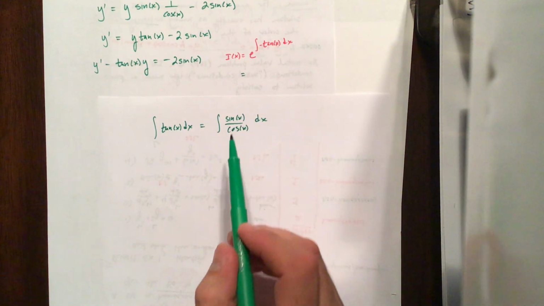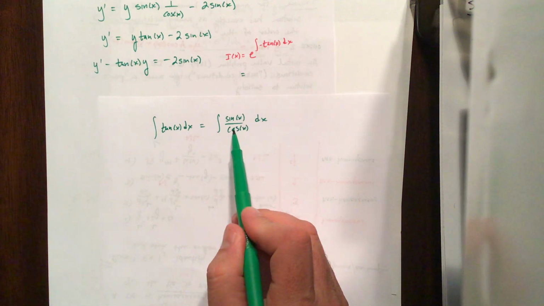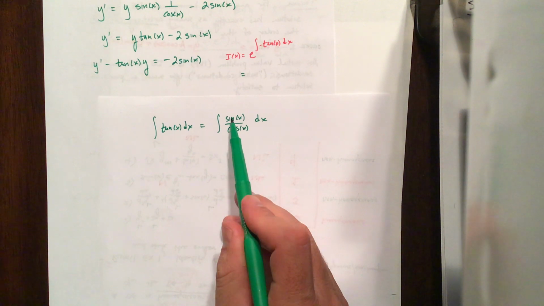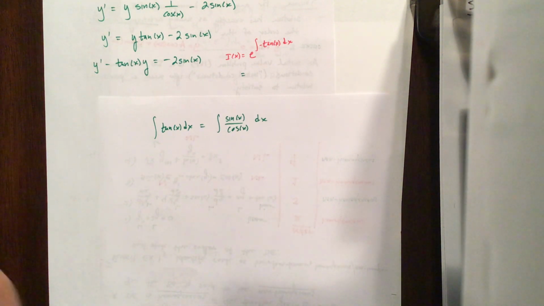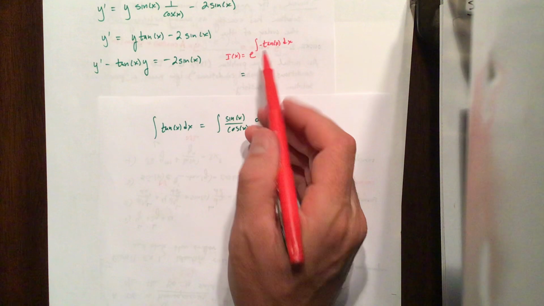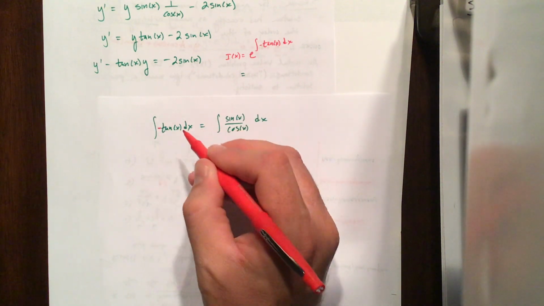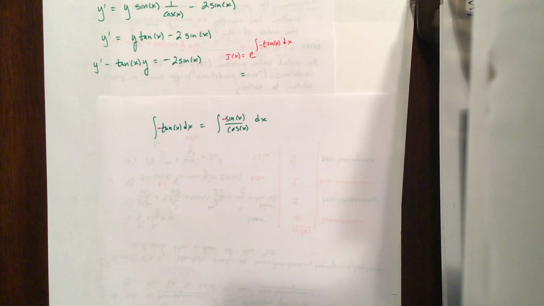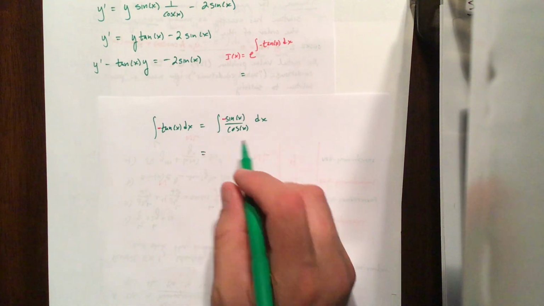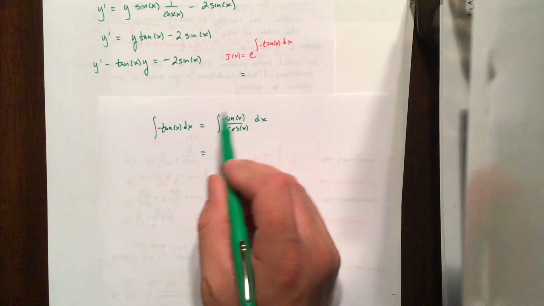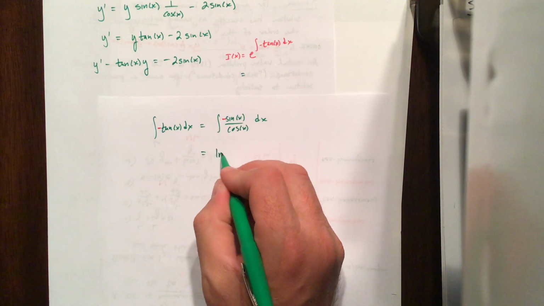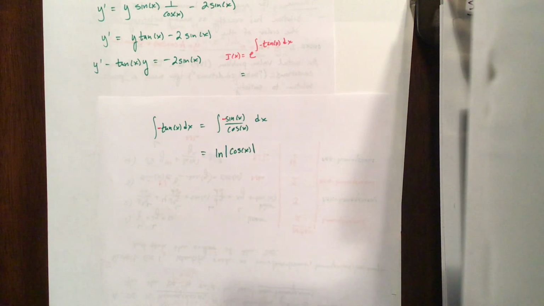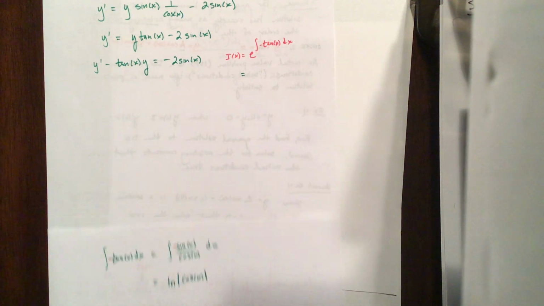If you look at this integral right here, the derivative of the bottom is almost in the top. The derivative of cosine is negative sine, so I'm off by a negative, but fortunately, this problem gave me a negative, so I can put the negative sine x right here. And now what do I have? The derivative of cosine x is negative sine x, so this is the natural log of the absolute value of cosine x.